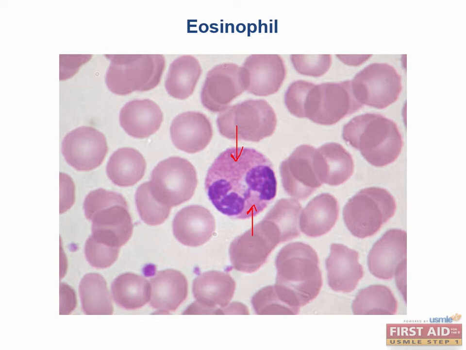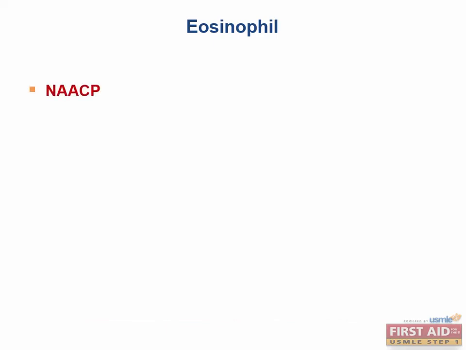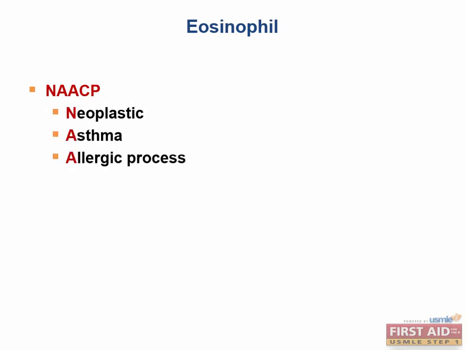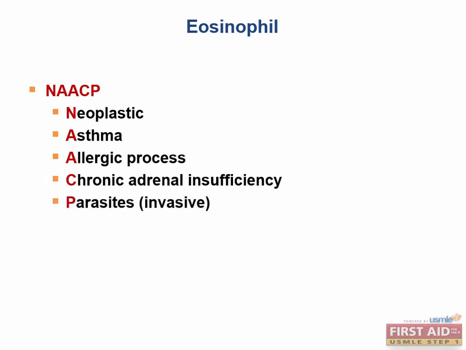Eosinophils also help modulate allergy and the asthma response. They perform the latter function by releasing histaminase and aryl sulfatase that limits the allergic reaction after mast cells degranulate. Eosinophils normally make up 1 to 6% of leukocytes and have several disease states that cause eosinophilia. It may be helpful to remember the mnemonic NAACP for these diseases. This stands for neoplastic, asthma, allergic process, chronic adrenal insufficiency, and parasites that are invasive.